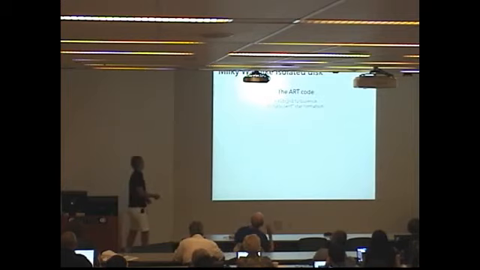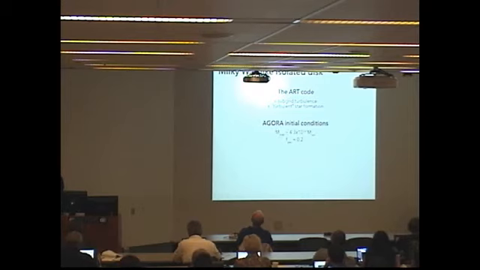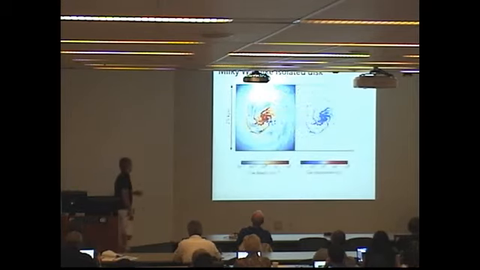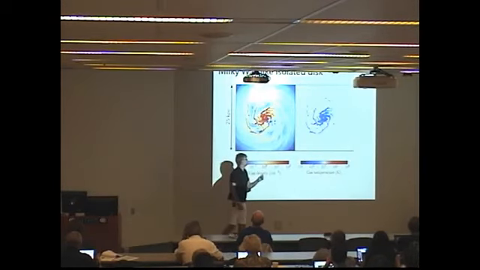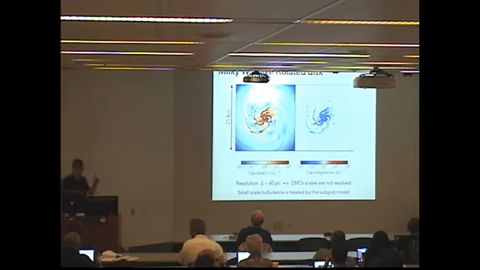As you might guess, I work with the ART code, and I implemented this model in ART, and the output of this model I used to predict star formation efficiency. I use it to simulate an isolated disk galaxy using AGORA initial conditions. What I have here is the gas density and gas temperature. In this particular simulation, I had a resolution of 40 parsecs. So this is the scale of the largest GMCs. And the turbulence at these scales is modeled by the subgrid model I just showed you.